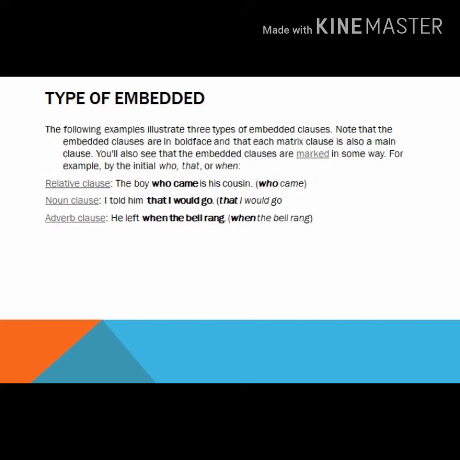Next sample sentence, relative clause: "The boy who came is his cousin," and the relative clause is "who came." For noun clause: "I told him that I would go," and the noun clause is "that I would go." And the last, adverb clause: "He left when the bell rang." The adverb clause is "when the bell rang."